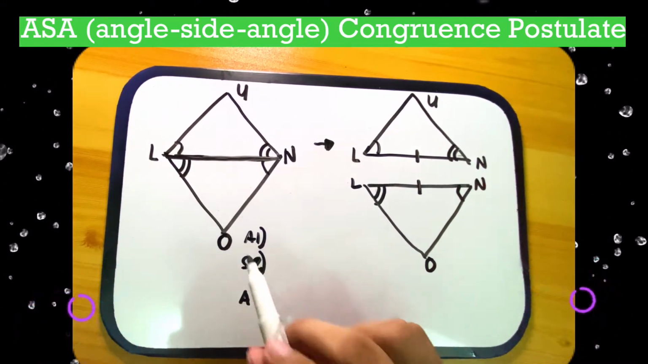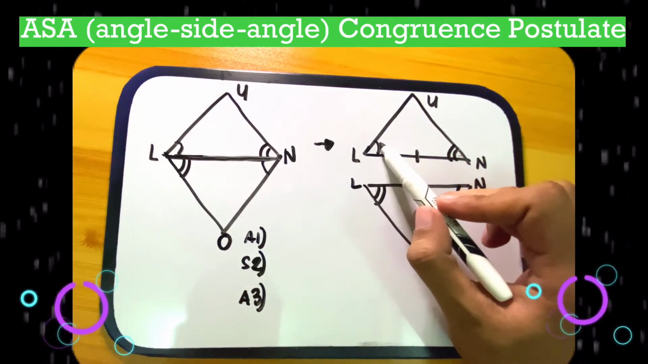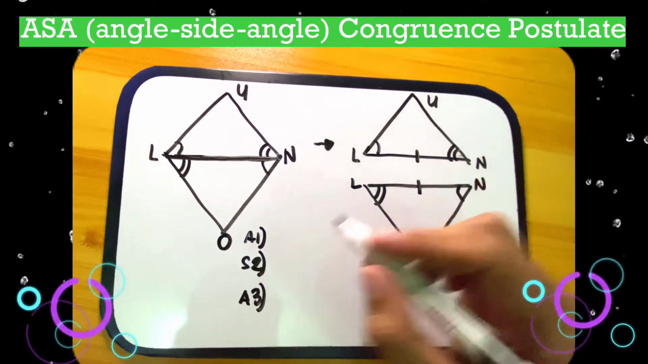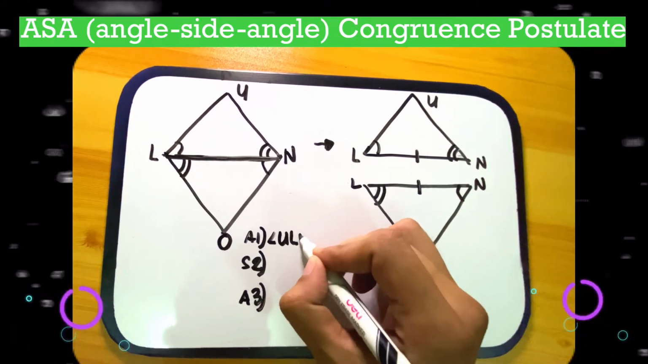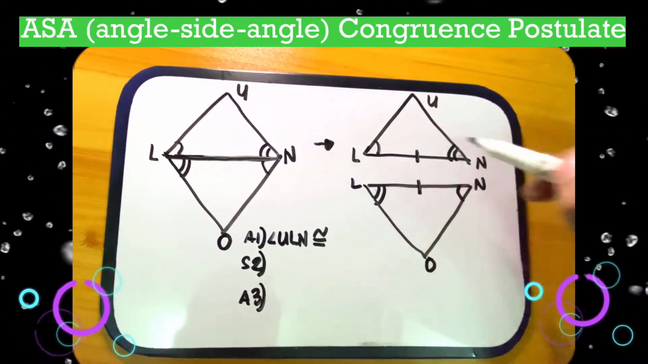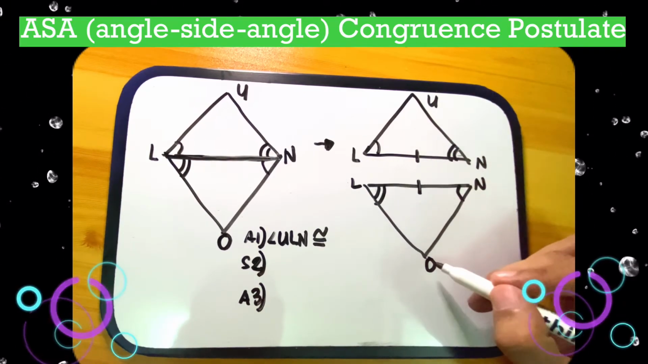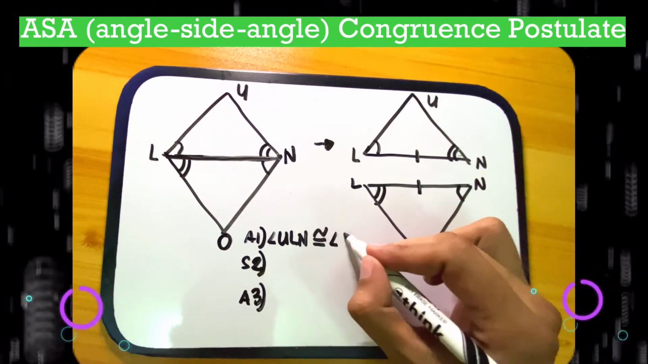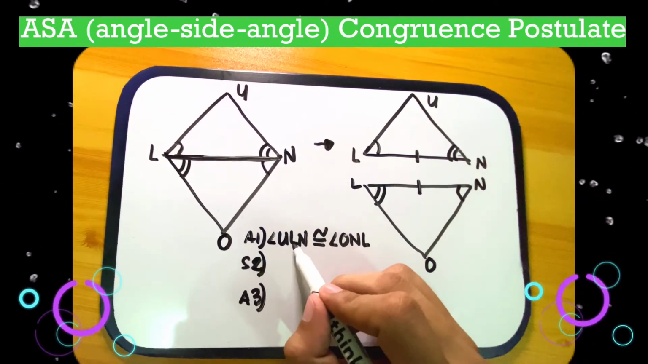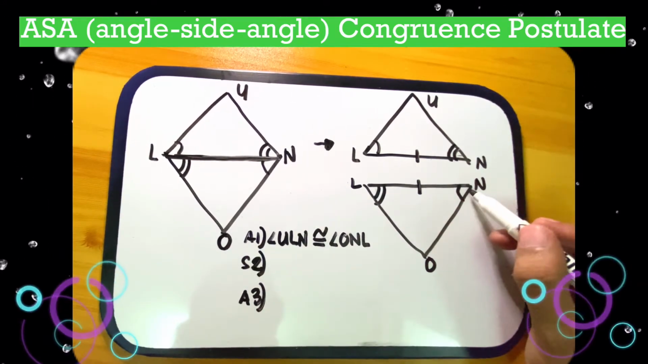So first pair is angle. So angle here, I have first angle, ULN. L should be our vertex. So angle ULN is congruent to angle ONL. Here, L is congruent to N. So we can say angle ONL. Make sure that L is in the middle because that is our angle. And also N here.